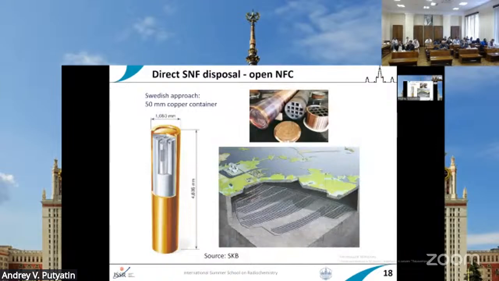As I mentioned, in Sweden and in Finland, there are two sites already very close to commissioning for the final disposal of spent nuclear fuel. And in Sweden, the design of one of the engineered barriers is a cask made of copper. In our design, it is just stainless steel, but we don't dispose of the spent nuclear fuel, we dispose of vitrified high-level waste. We are planning to dispose of vitrified high-level waste.